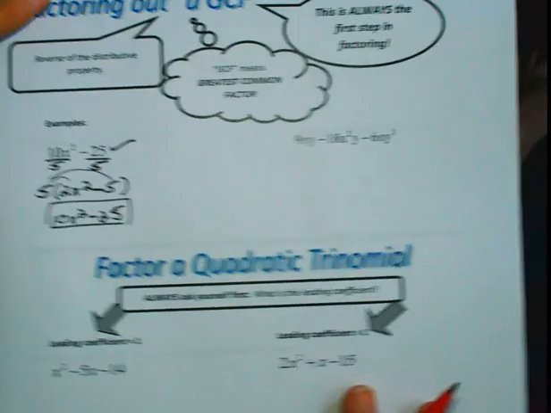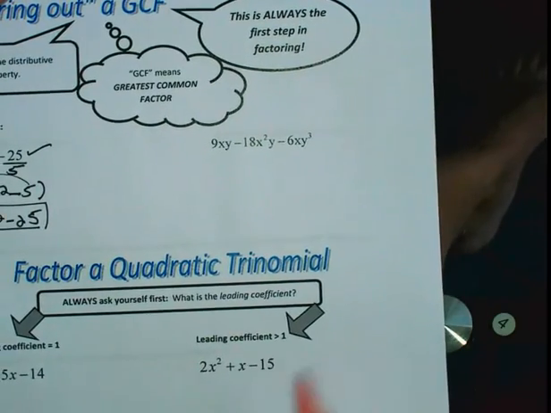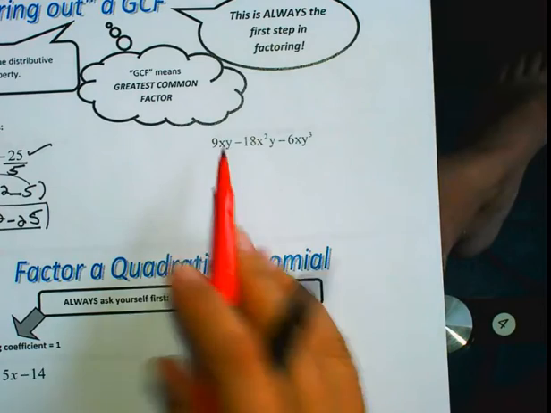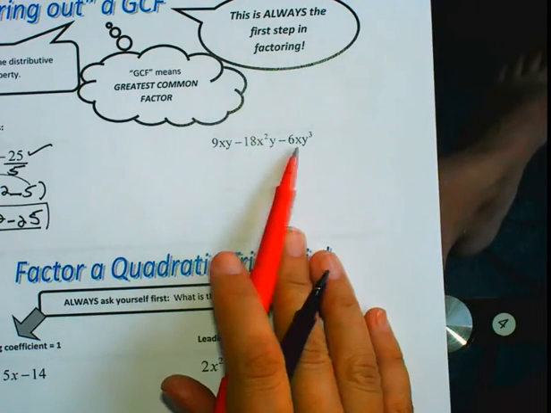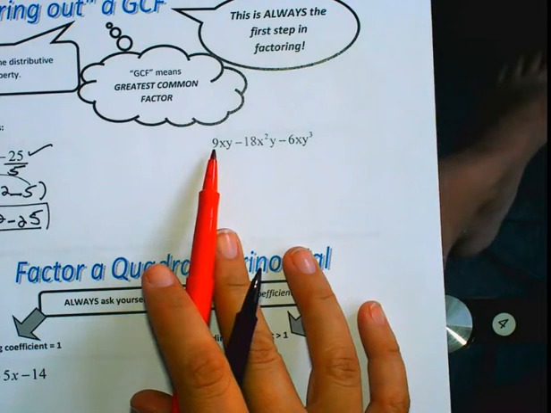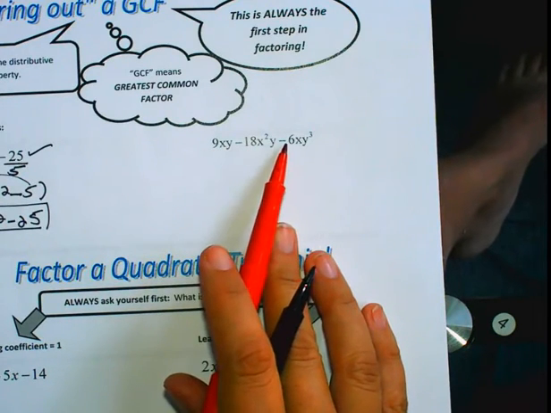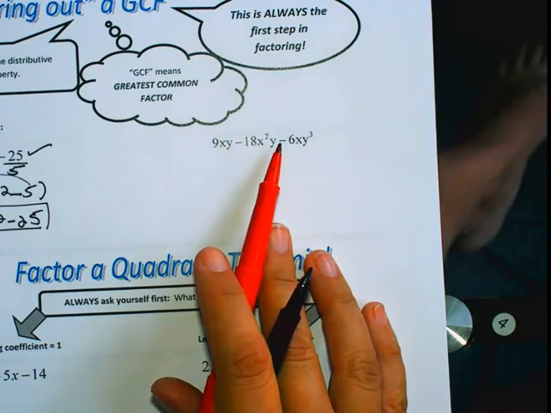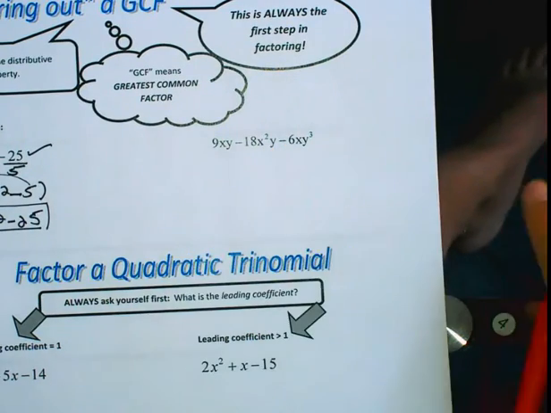Okay, let's look at a little more difficult one. Again, this time we have 3 terms. We're going to look at the numbers first. We have 9, 18, and 6. So you're looking for a factor, and you want the greatest factor. So 9, 18, and 6. Your greatest common factor is going to be 3. I'm going to start there.